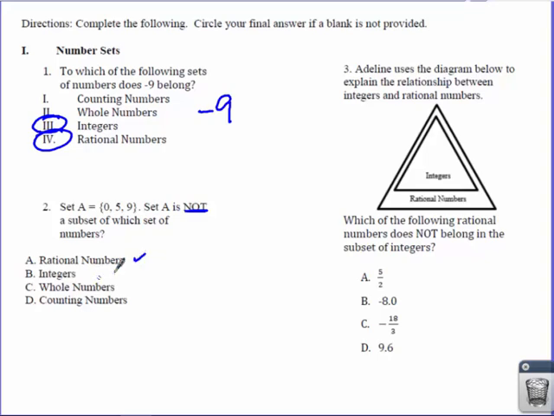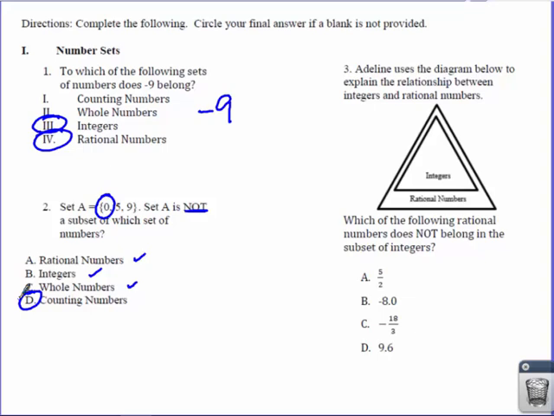Could this be a subset of integers? Yes, it could be. Could it be a subset of the whole numbers? Yes, it could be. But what about our counting numbers? It could not be a subset of the counting numbers because of the 0. So D is the answer choice that works here.